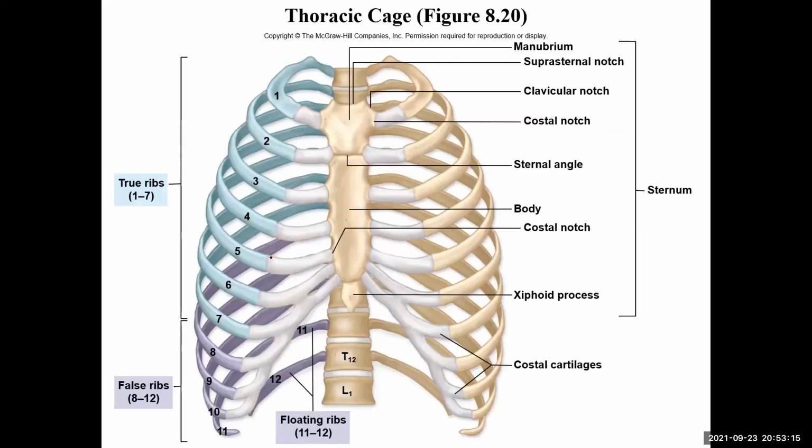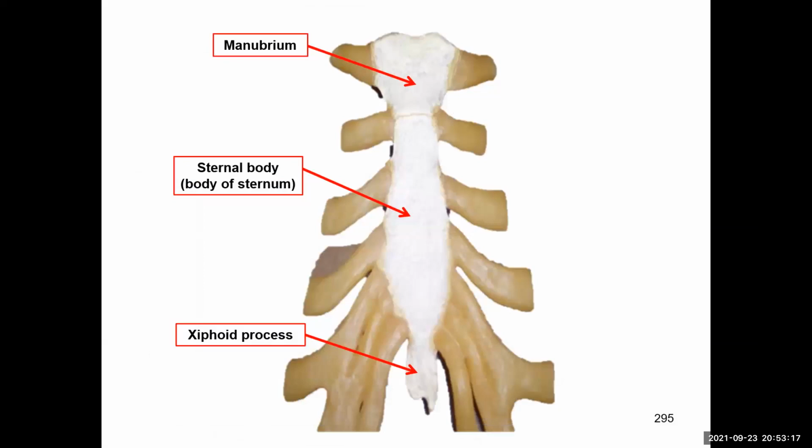Let's take a peek. There you go. So this is the sternal angle right here. And you can see that's where the costal cartilage of your 2nd rib attaches. Your 1st rib attaches onto the manubrium right here. And then the remaining costal cartilages, this is all for ribs 2 through 7.